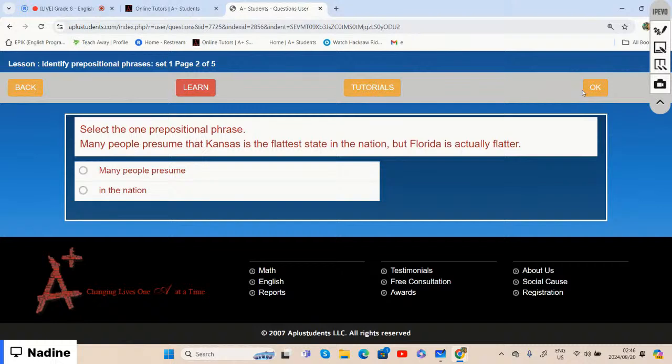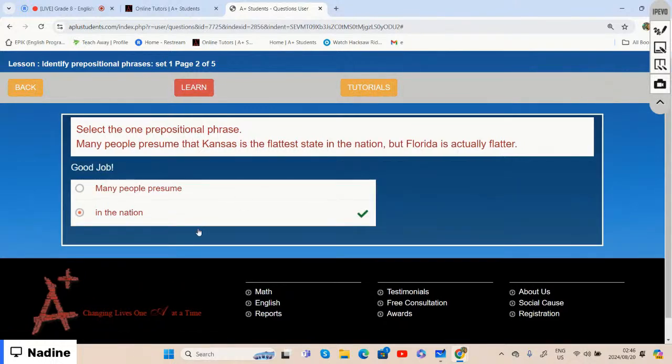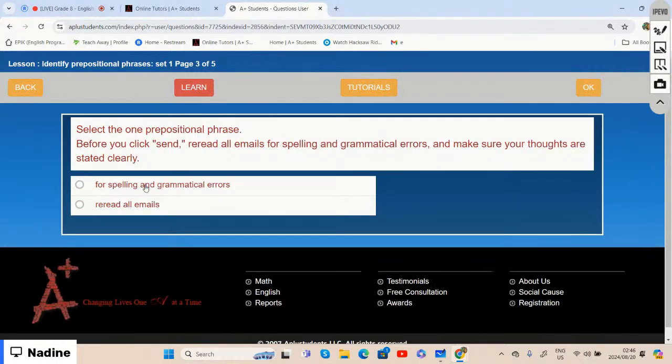And if we were to identify our prepositional phrase, it is in the nation.